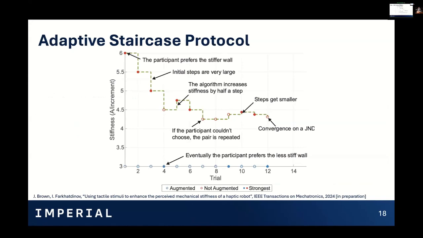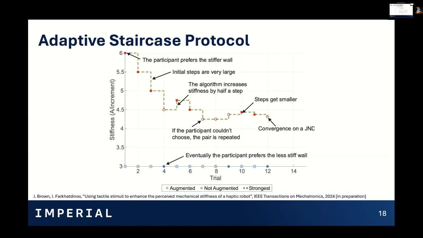And we did this with something called an adaptive staircase protocol. For those of you who aren't familiar with psychophysical research, you basically take your two stimuli at the furthest differential between them. So we have our baseline wall, and then we have a much stiffer wall. And then you gradually bring them together, and each step ask the user which felt stronger. In our case, was it the wall that was less stiff but had the tactile effect, or the wall that was stiffer but didn't have any tactile feedback?